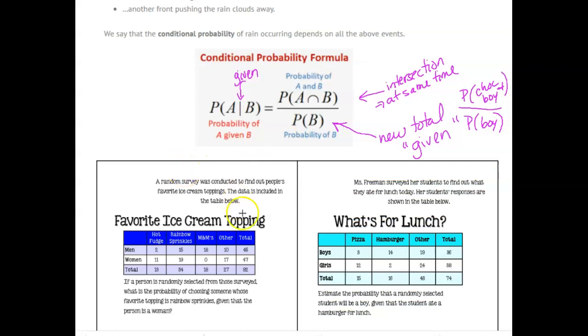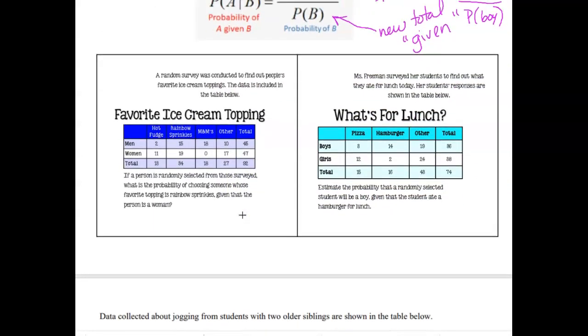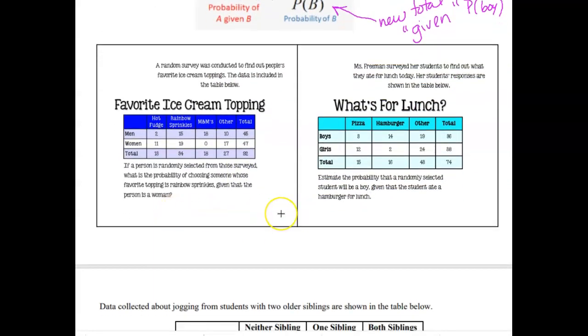So I've got two pretty simple examples, but I've done this before, and these were, I'd say, missed by about 50% of the students. So we've got these favorite ice cream toppings: hot fudge, sprinkles, M&Ms, other toppings, and then we talk about men and women. So on the two-way categories, you're always going to have two different categories. And sometimes they're related, sometimes they're not. You don't even really care.